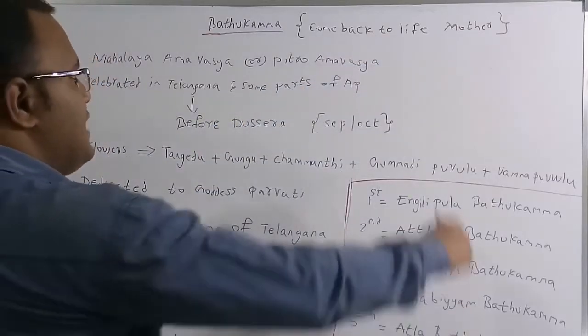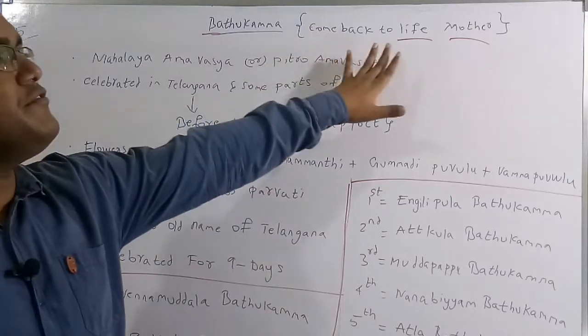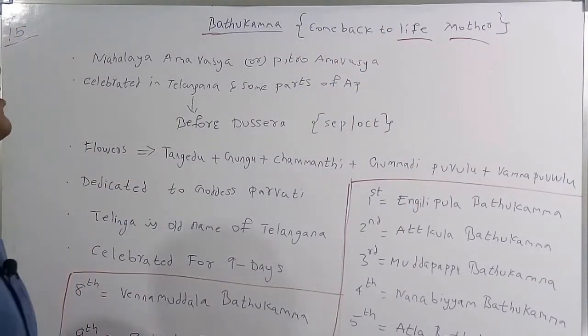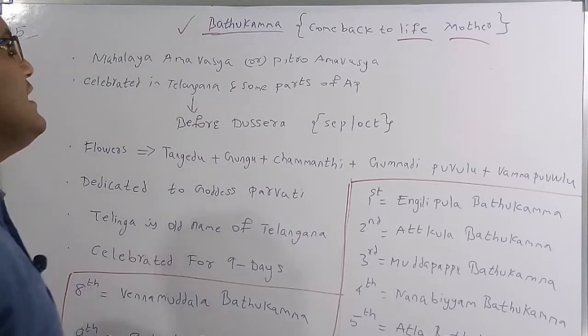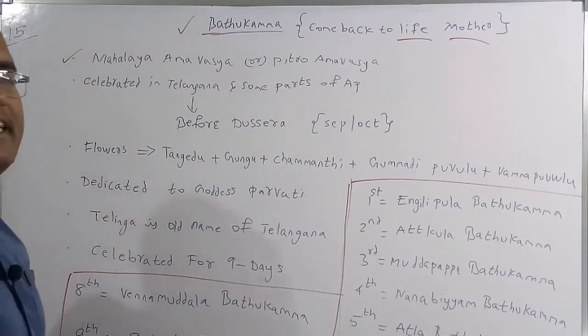So Batku means life and Amma means mother. So therefore we are going to simply call it "come back to life mother". It is the English translation of the Batkama festival. This festival comes in the Mahalaya Amavasya or Pitru Amavasya.